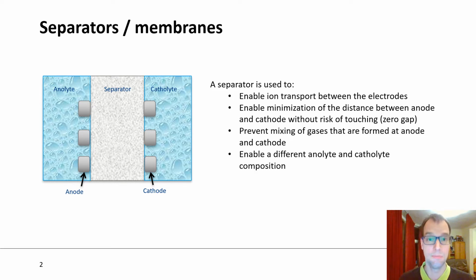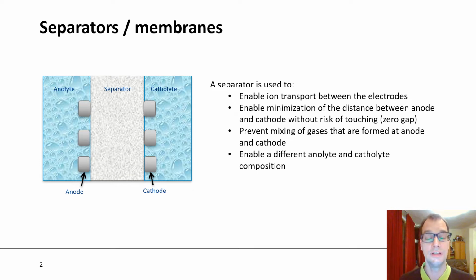Typically, they are membranes. Separators have a number of different functions. The first one is that they enable ion transport between the analyte and the catalyte. That is essential. If a separator does not allow ion transport, an electrochemical system cannot function.